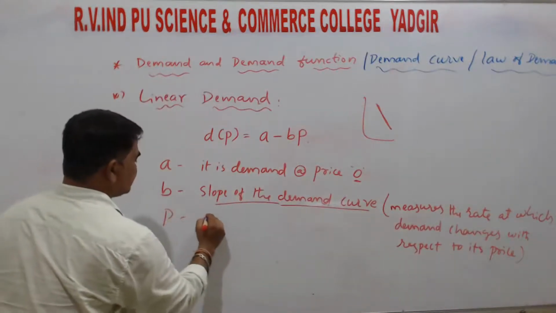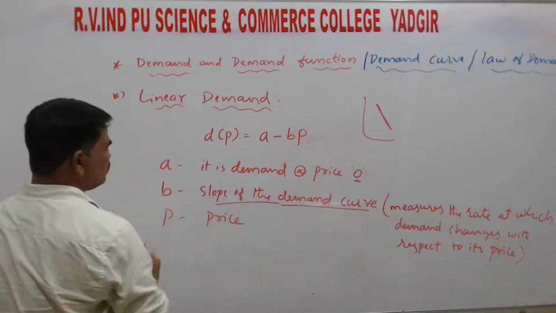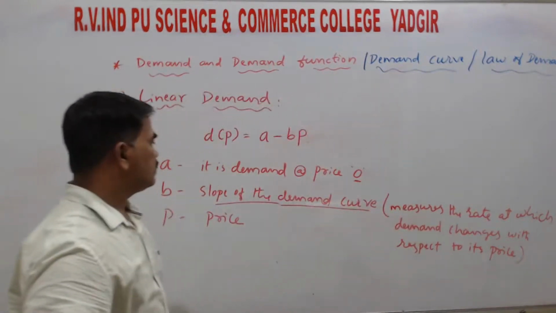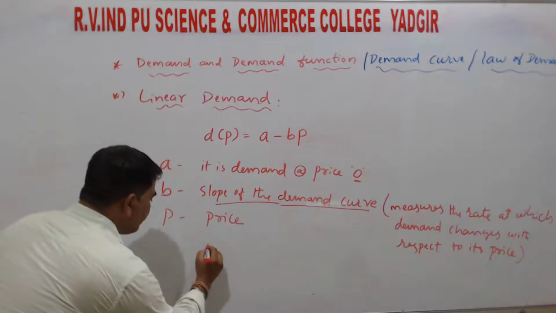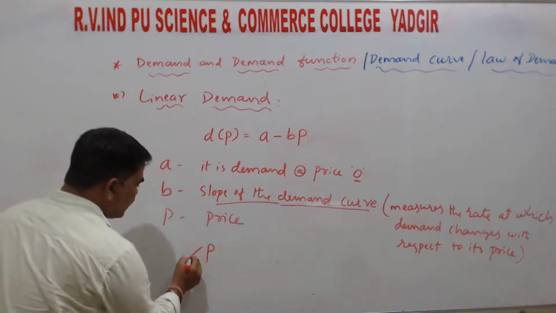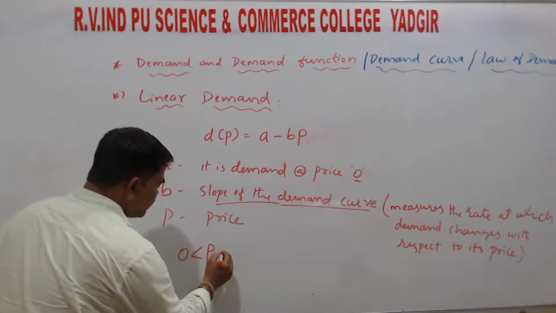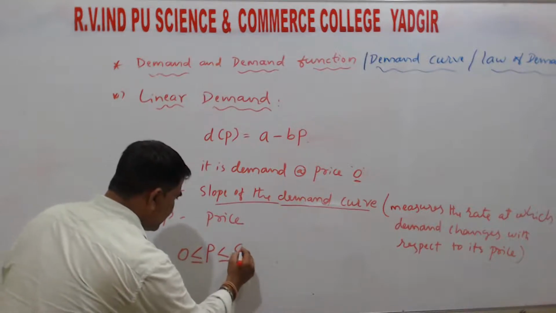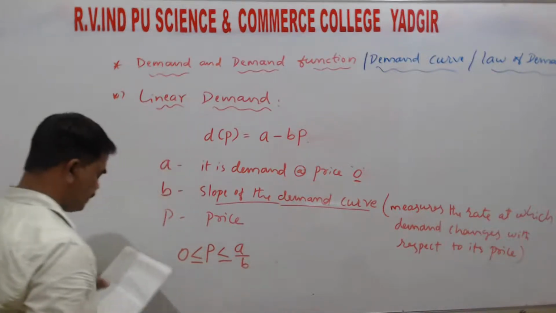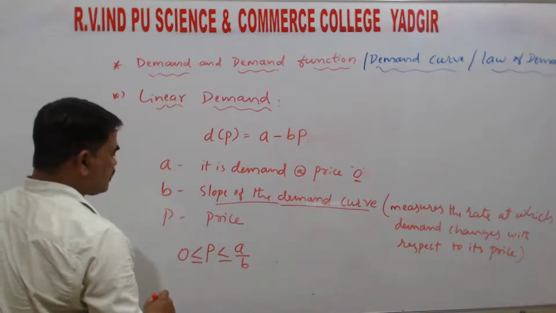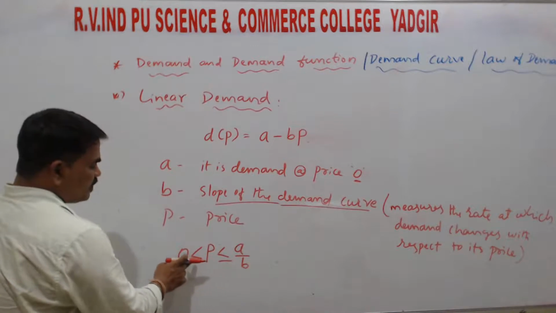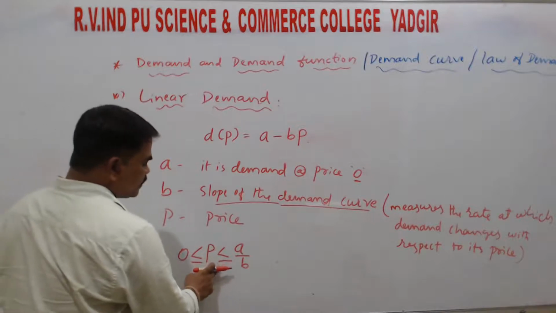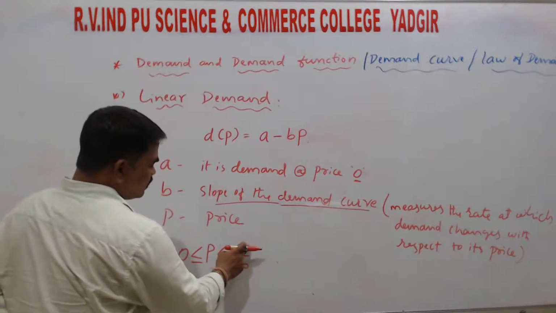Now P is price, and there is one more condition here. P should be greater than 0 and smaller than or equal to A by B. This is one condition. The price whatever we take should be greater than or equal to 0. It should not go negative, and it should always be less than or equal to A by B.